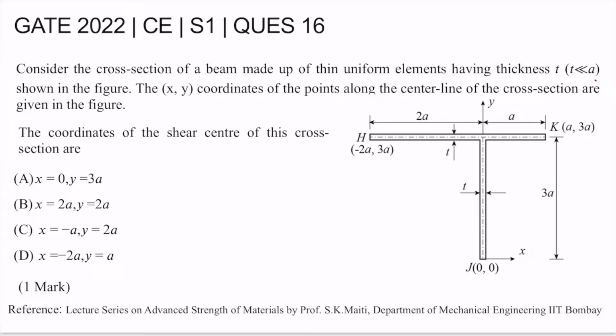Hello everyone, so today I'll be discussing question number 16 of set 1 GATE 2022. Consider the cross section of the beam made up of thin uniform elements having thickness t, which is very less than a, as shown in the figure. The XY coordinates of the points along the center line of the cross section are given in the figure.